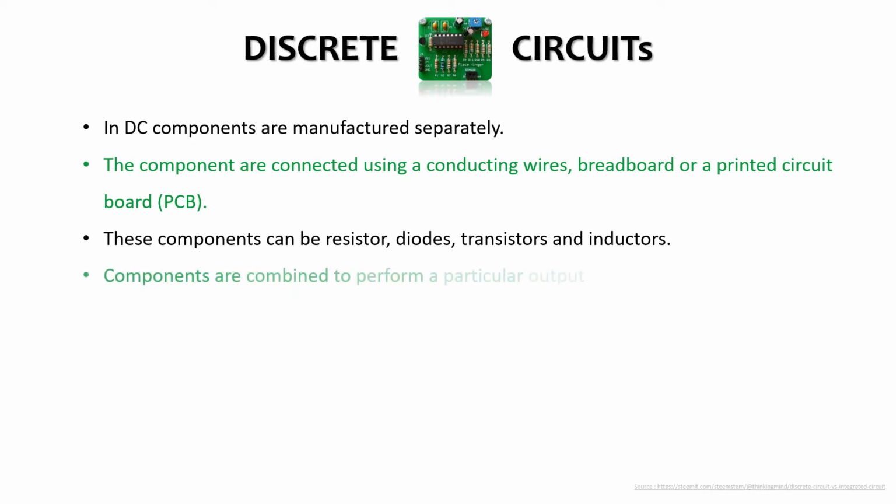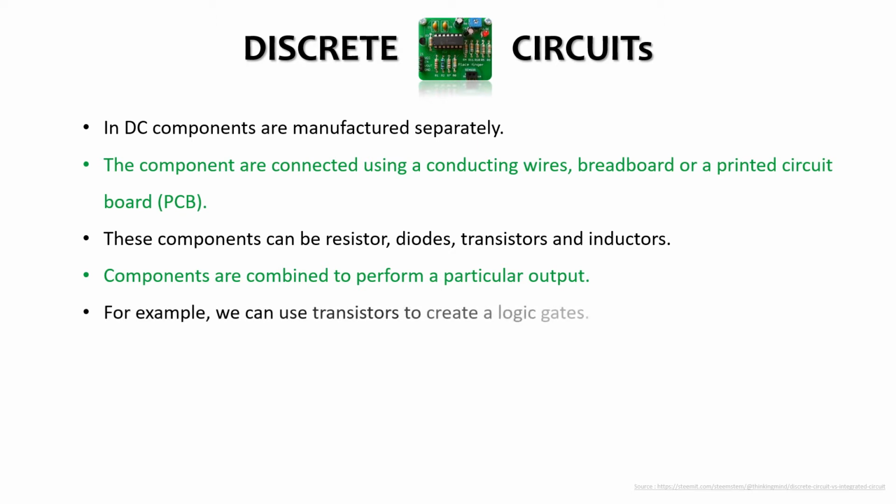Then components are combined to perform a particular output. Of course, when you assemble all the components, they are going to perform one specific operation, so in such a manner we have to combine and connect them. For example, we can use transistors to create logic gates. We now know what a logic gate is. Suppose you want to design a NOR gate or an OR gate, you can use transistors and some wires to design the logic gate.